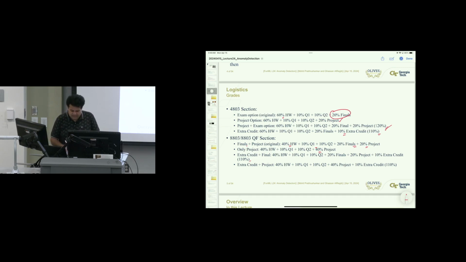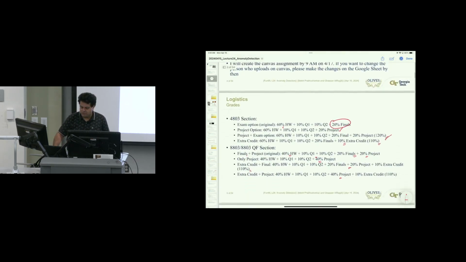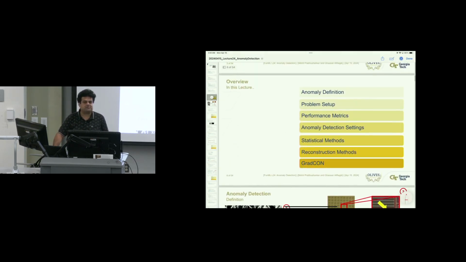It's going to be all based on projects. Some of you have asked for extra credit as well, and again, there's like 2 ways of extra credit, right? It depends on if you have taken your finals or if you're doing the project option instead of finals, in which case it's going to be 40% plus 10%. Otherwise, it's going to be 20 plus 20 plus 10. Still, it's all going to come out to like 110% that you'll be graded for. All right, so this was just about the logistics, about the grading. Any questions before we move on to the lecture for today?